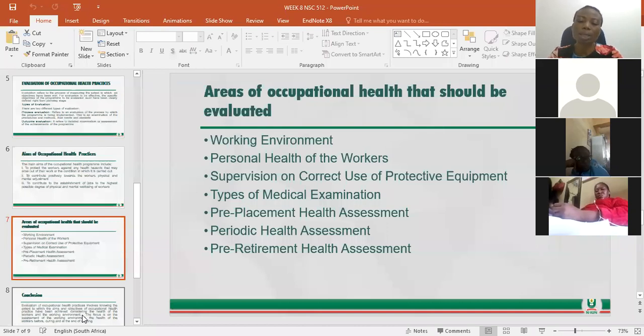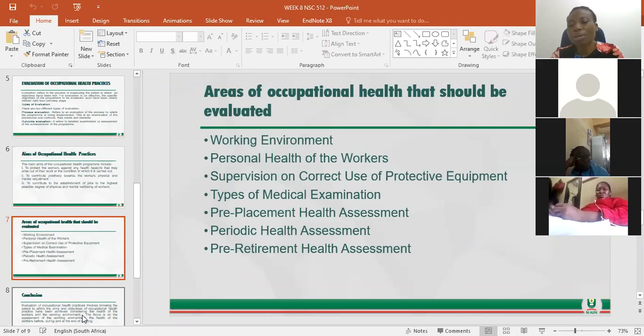Also periodic health assessment. Periodic in the sense that the person has already been employed and has started work. Maybe every 3 months you want to assess their health. Are they deteriorating or are they coping well? These are the reasons why we do all these evaluations.